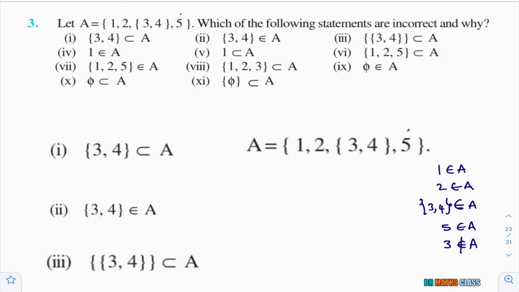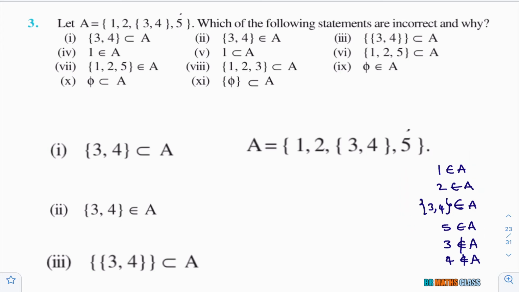3 belongs to set A means it will be like this: 1, 2, 3, comma, set 3. But 3 is not in set A. At the same time, 4 is also not in set A. You need to know this information first to proceed further. Okay. Set A contains what elements? Set A does not contain what elements?